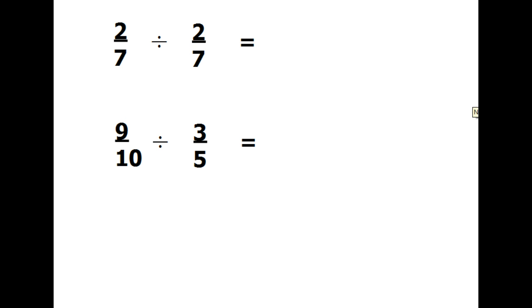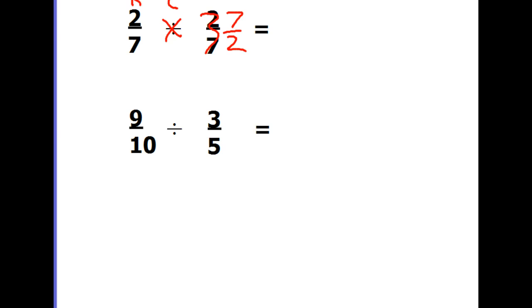2/7 divided by 2/7. This makes sense to me that it should be 1 right away because I'm taking a number and dividing it by the same number. So let's see what happens. Keep it, change my sign, flip it from 2/7 to 7 over 2.